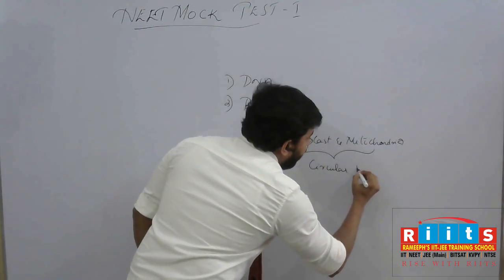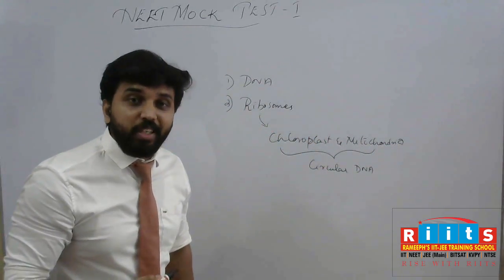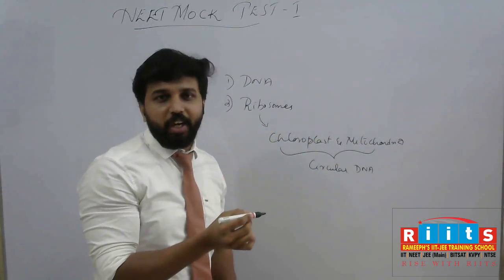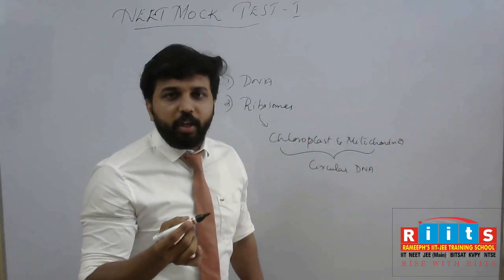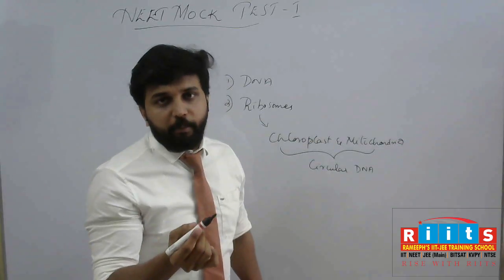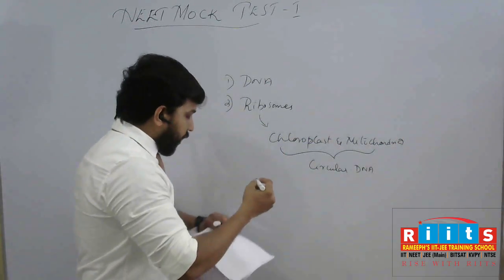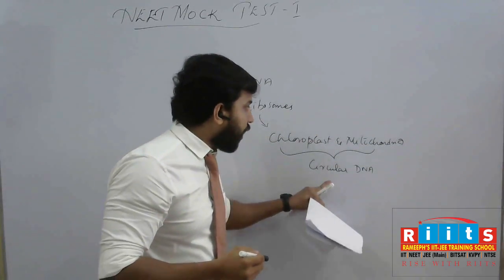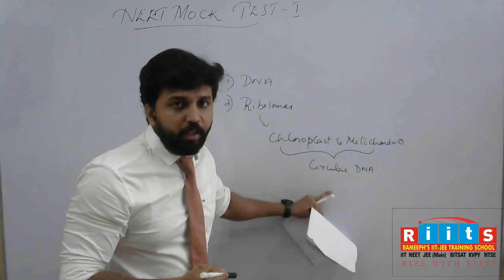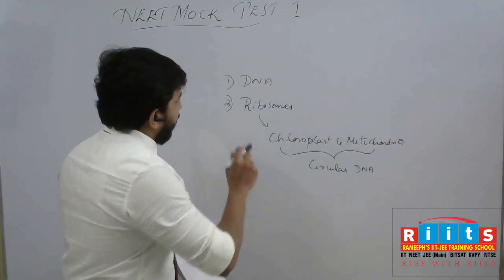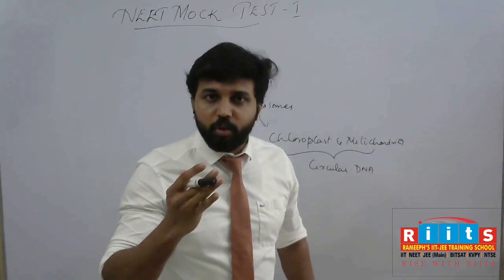And an additional point is both these cell organelles consist of circular DNA, similar to that of bacteria. And it is believed that both chloroplast and mitochondria are derived or originate from prokaryotes. So both these consist of circular DNA. Since they have their own DNA and ribosomes, they act as semi-autonomous organelles.